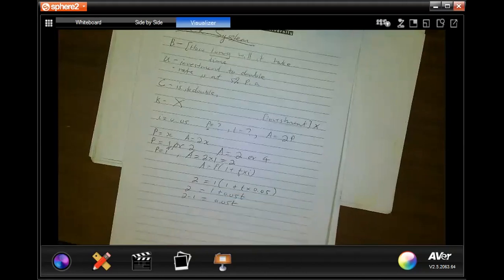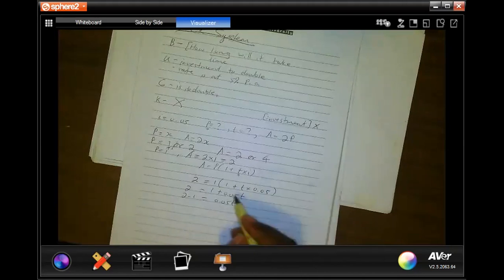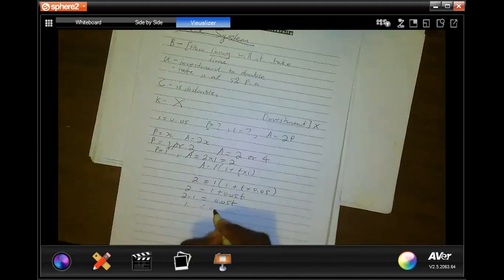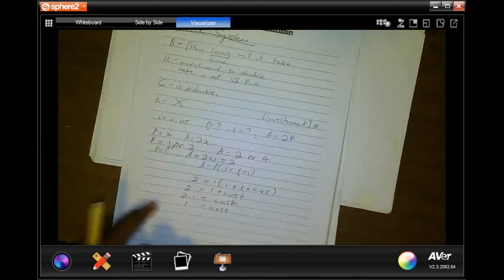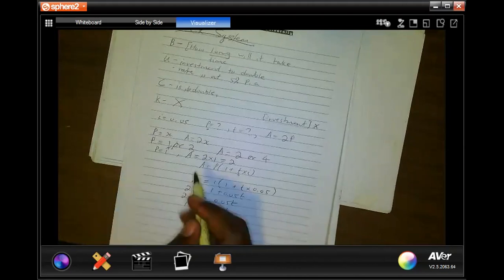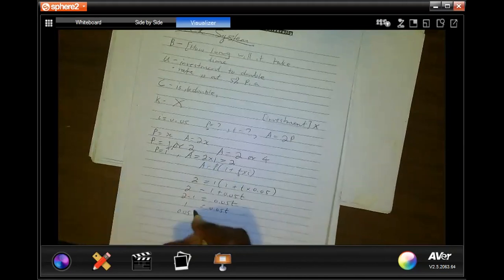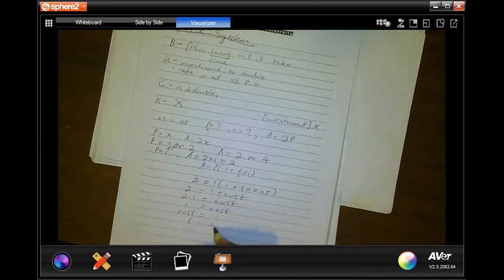Now remember what we said about making variables the subject. 2 minus 1 is 1, so I have 0.05T. Then I can exchange, put this on this side and this on the other side: 0.05T is equal to 1. Then T is equal to 1 over 0.05, which is going to be 20 when you press the calculator.